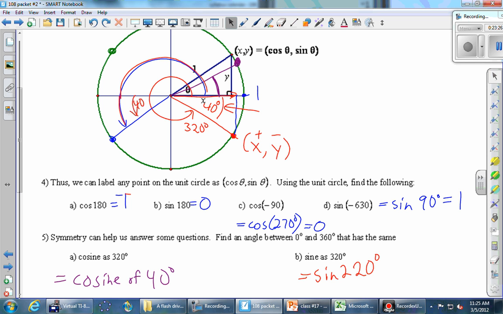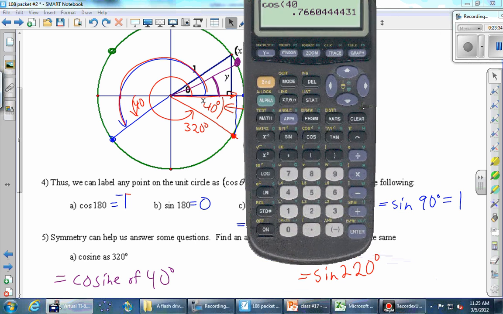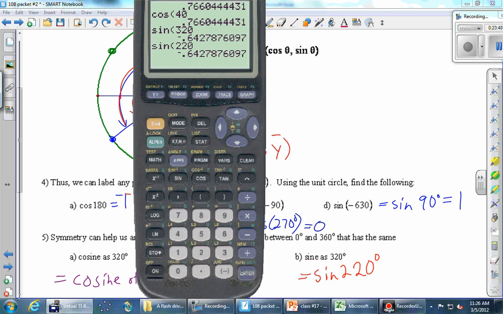There's no way we'd get a negative number when we use SOHCAHTOA, because it all comes from sides of triangles, which are all positive numbers. But somehow the sine of 320 is supposed to be something negative. Sine of 320, negative 0.64, compared to what? Sine of 220. Should be exactly the same. Questions on that?